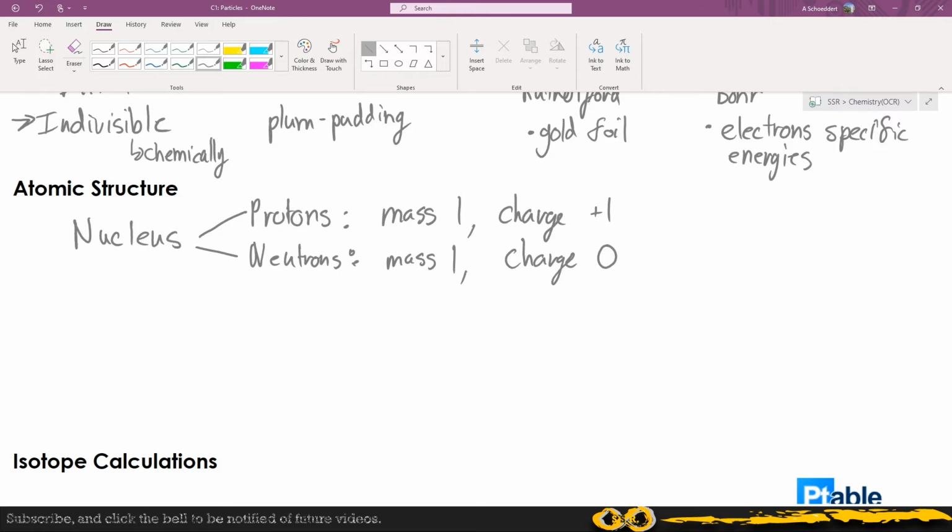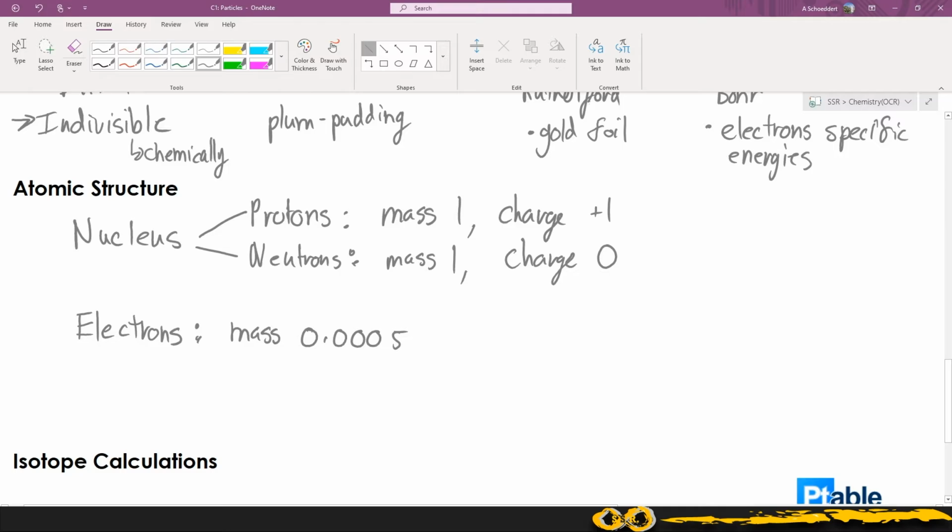And then outside of the nucleus, in the energy level, we have the electrons, and those have a mass that is much smaller, that is 0.0005, and they have a charge of -1. We can see that most of the mass of the atom is in the nucleus, and that the electrons really don't represent anything in terms of the mass.